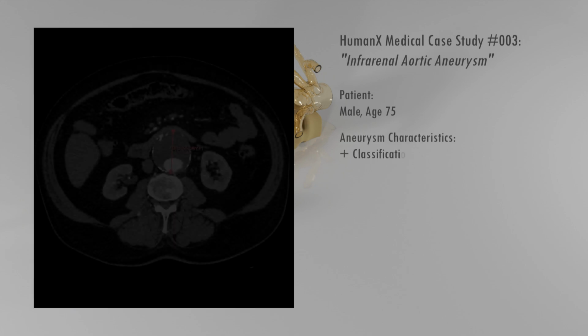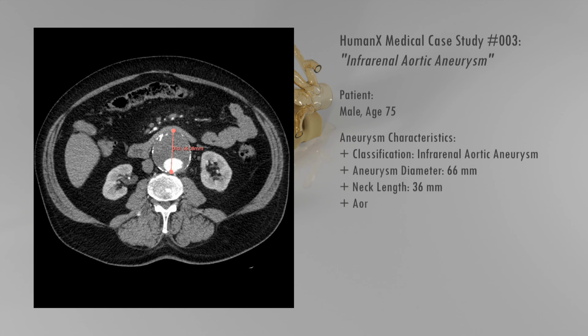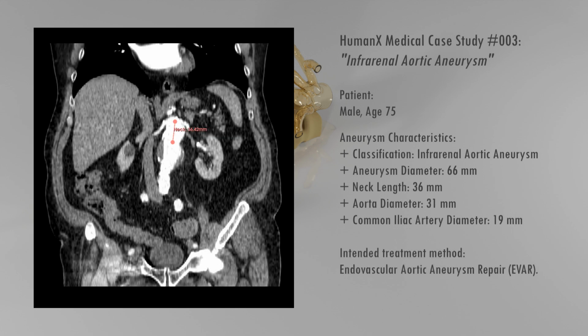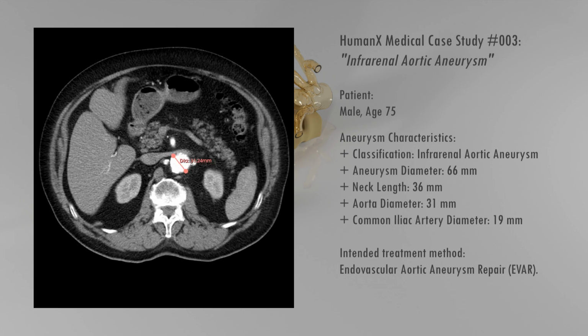In order to choose the right size of stent graft, it is very important to determine some key dimensions of the aneurysm. In this case, these are the diameter of the aneurysm, the neck length, the diameter of the aorta, and the diameter of the common iliac artery.